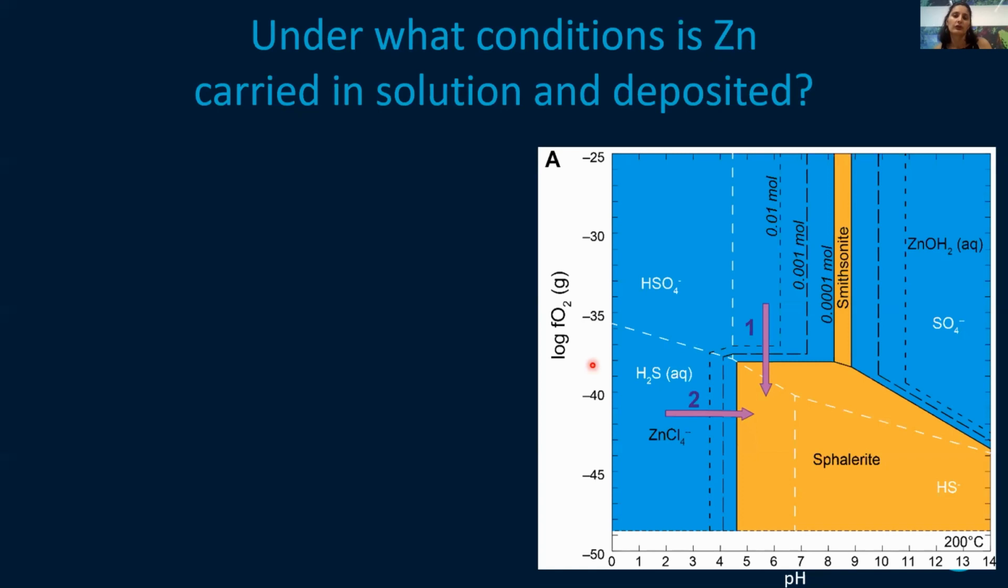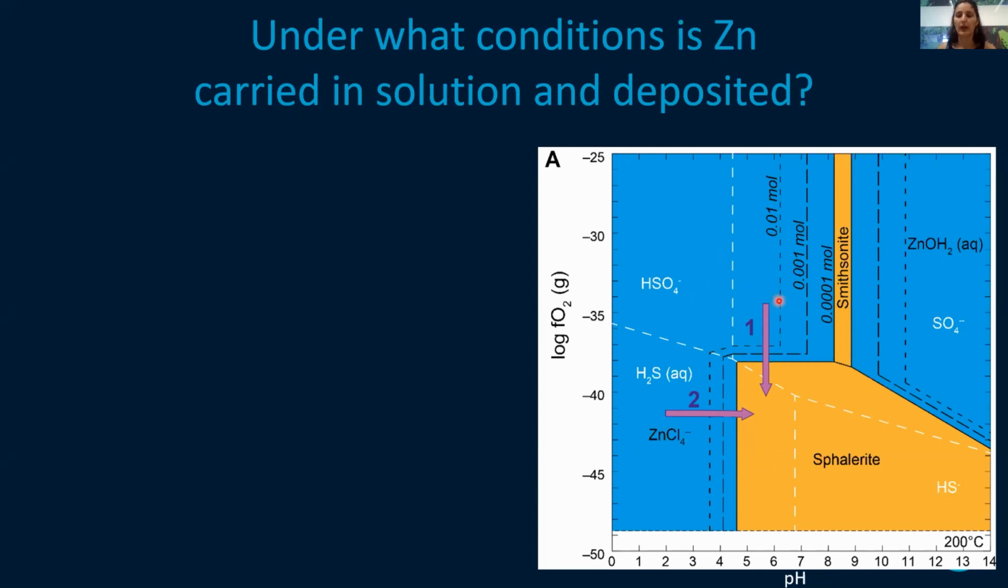So now looking at the geochemistry, let's look at what conditions zinc gets carried in solution and deposited. This is an activity diagram for zinc at about 3 molar sodium chloride and at 200 degrees. It shows that zinc is being carried in solution as a chloride complex in oxidized environment, but also in reduced acidic fluid. And there are 2 mechanisms of deposition that are highlighted by those arrows.